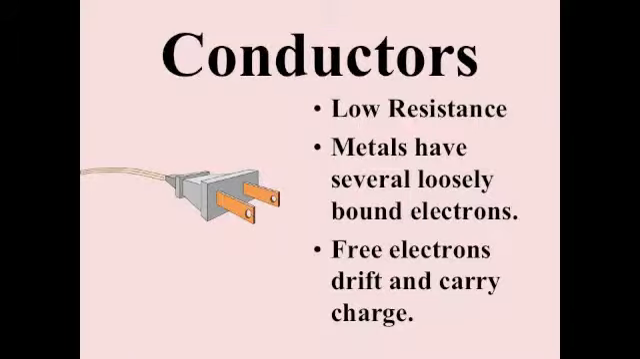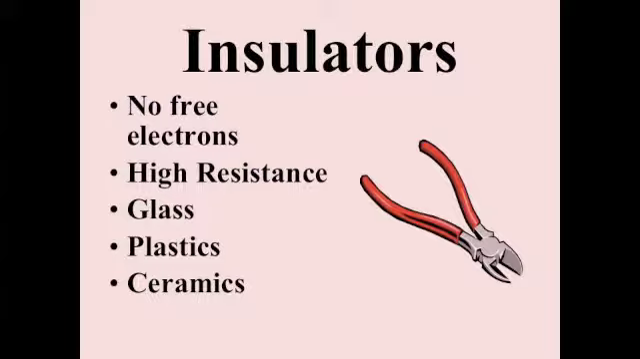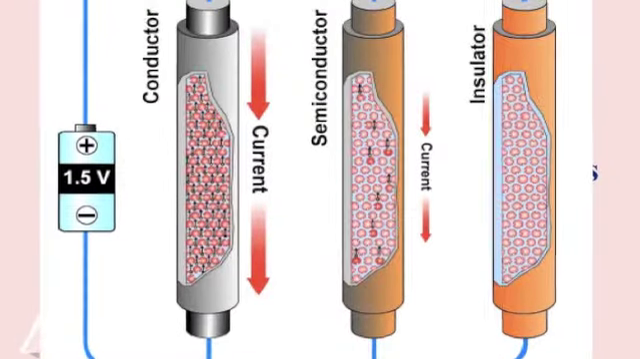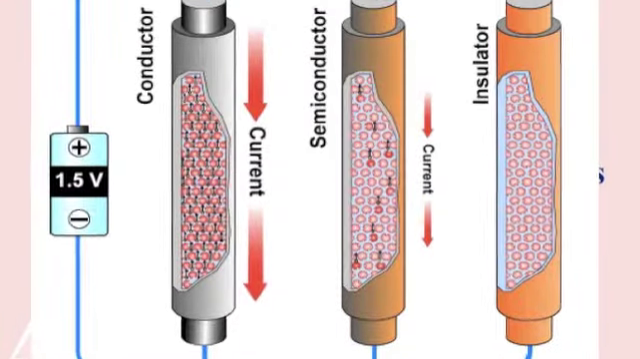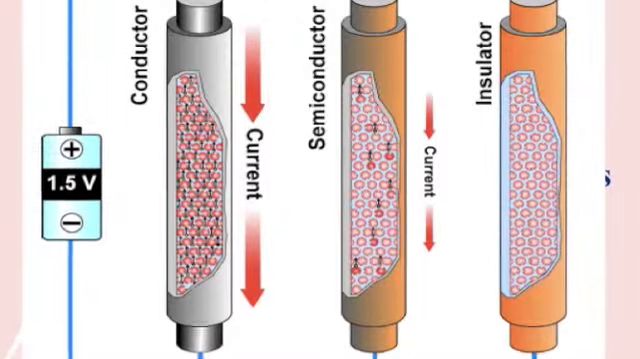So conductors are good at conducting electricity or letting it flow. That's why when we have sockets, they're made out of metal so that the electricity can flow from the socket into whatever appliance you're using. Insulators, on the other hand, don't allow electricity to flow. That's why a lot of our tools are covered in plastics or rubber in order to protect our hands from the flow of electricity. Here's a quick picture to show you what it looks like inside a conductor, insulator, and semiconductor.